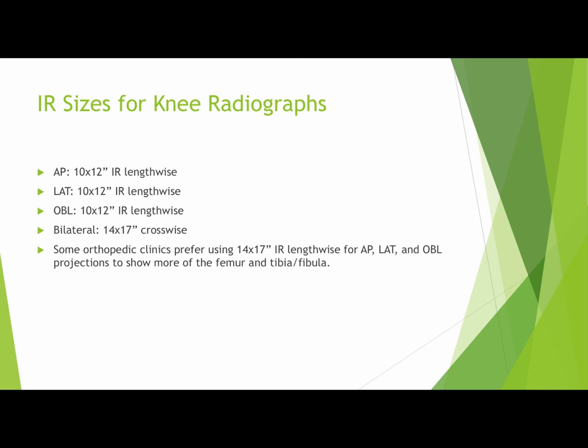Some orthopedic clinics prefer using a 14 by 17 inch IR in lengthwise position for the AP, lateral, and oblique projections just to show more of the femur and tibia-fibula. This is just part of their protocol.